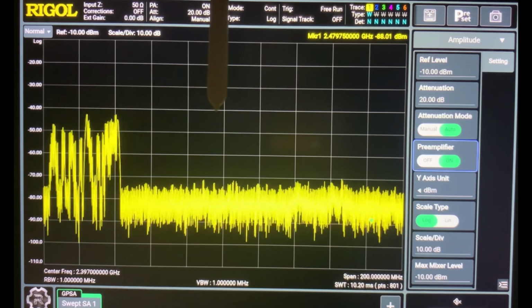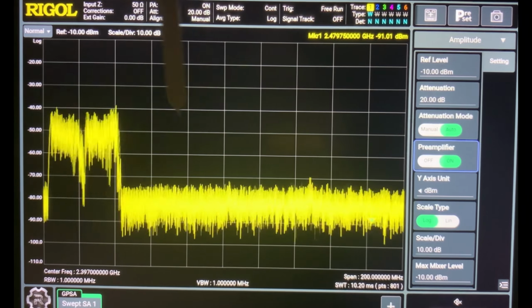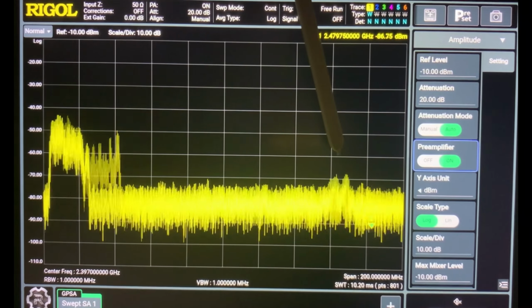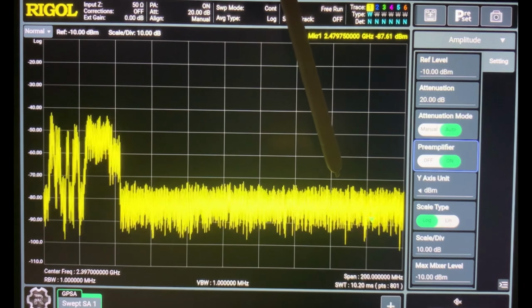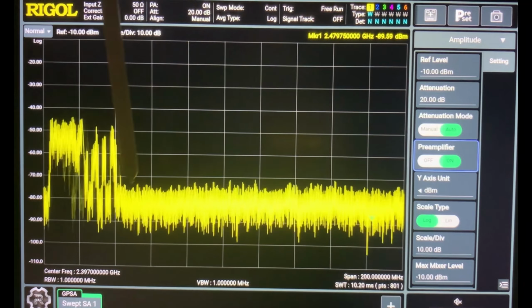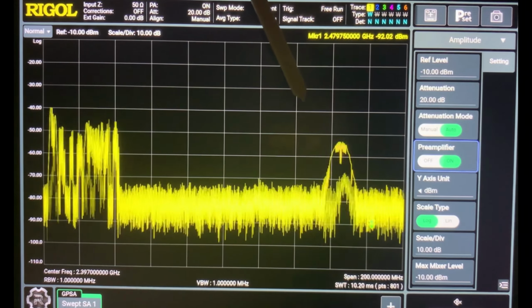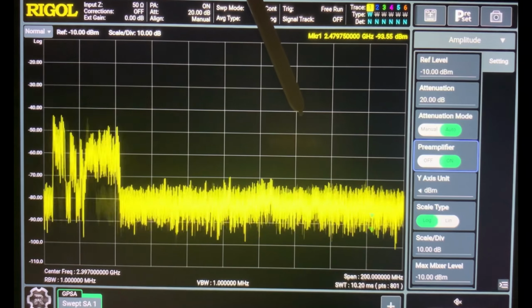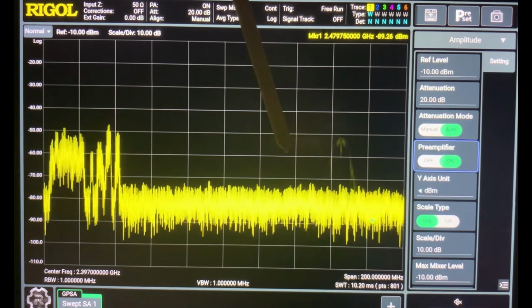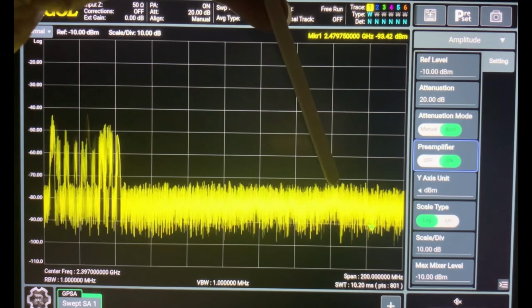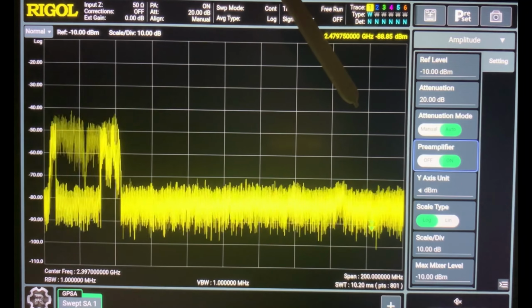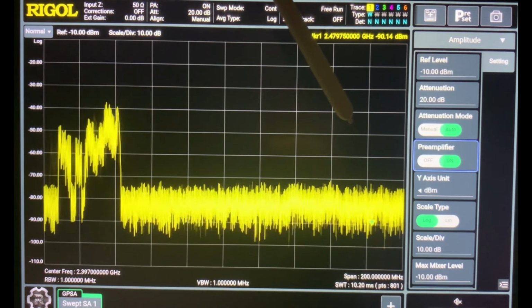Most spectrum analyzers work by sweeping. They look at one frequency range, then move to the next. If a signal happens between sweeps, the analyzer never sees it.